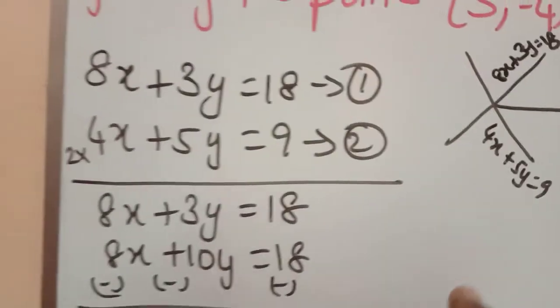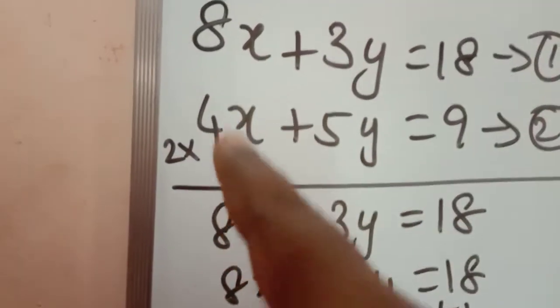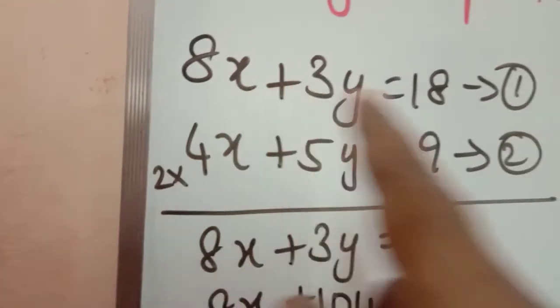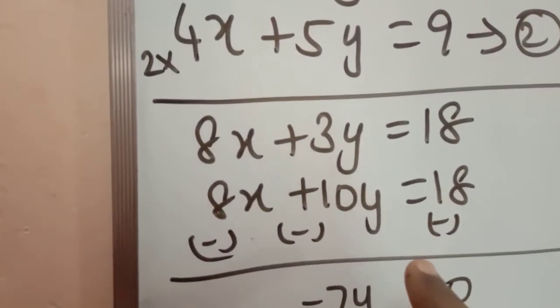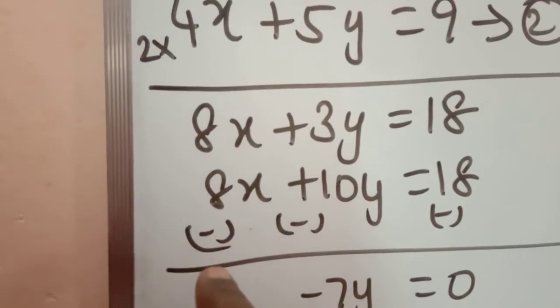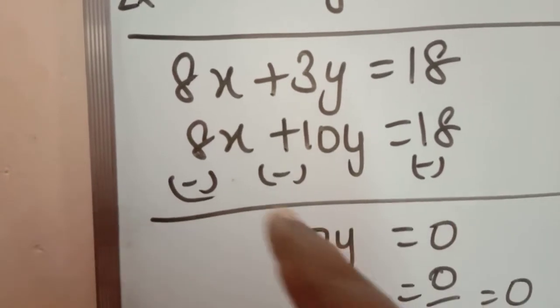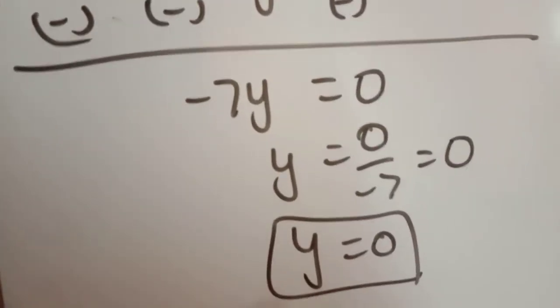Okay, first as usual we have to solve. Write down the equations. Here the coefficients of x are 8 and 4. The LCM of 8 and 4 is 8. So multiply this equation by 2. So write the first equation as such and multiply the entire equation by 2. Okay. We are going to eliminate x. Both are the same sign, so change the sign. Plus becomes minus. Here 18 also plus so minus. So it will be cancelled. Minus 7y is equal to 0. So y is equal to 0.